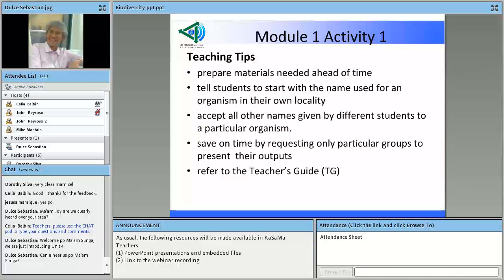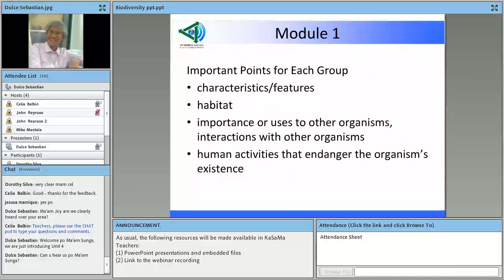Okay, now after this part in the learner's module, after this first activity, we can find the different groups of organisms. Now, to save on time, because the module is a bit long, it is not necessary that you take up with the students page by page the different discussions there.